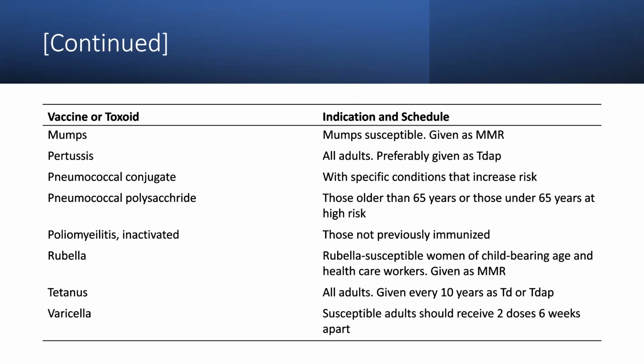Pneumococcal polysaccharide, for those older than 65 years or those under 65 years at high risk. Poliomyelitis, inactivated, for those not previously immunized. Rubella: susceptible women of childbearing age and healthcare workers, given as MMR. Tetanus: all adults, given every 10 years as Td or Tdap. Varicella: susceptible adults should receive 2 doses 6 weeks apart.